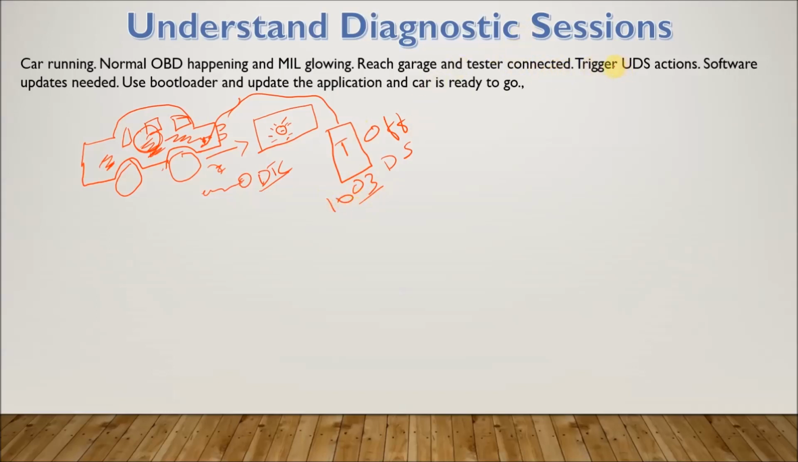So the tester is connected, so he triggers the UDS actions, that is, read the DTCs. Whatever DTCs are there, he'll understand what they mean, and then perform some routine control services or WDBI, various UDS services are there. With a combination of them, he is going to rectify the problem and then clear the DTCs with service 14, to show that the problem is now fixed. So the DTC has to be cleared.